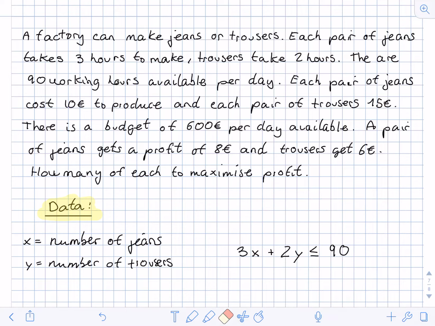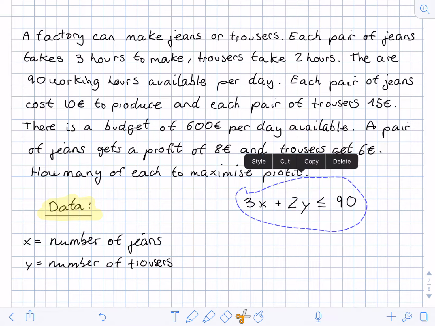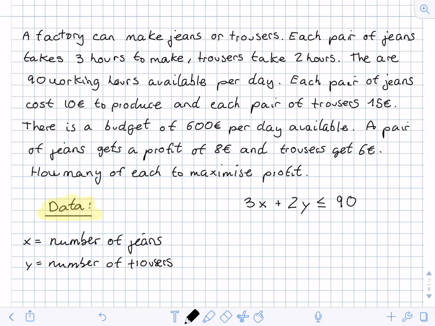Okay, so now we have one equation, right? But then we need another one. The other one says that each pair of jeans costs €10 to produce, and each pair of trousers costs €15. So per each jean it's going to cost us €10, so it's 10x, because it's €10 by the number of jeans, plus €15 by the number of trousers, Y, has to be less than or equal to €600, which is our budget a day.